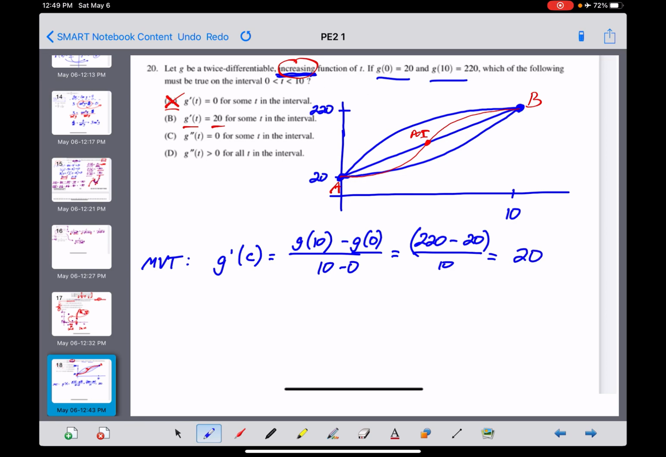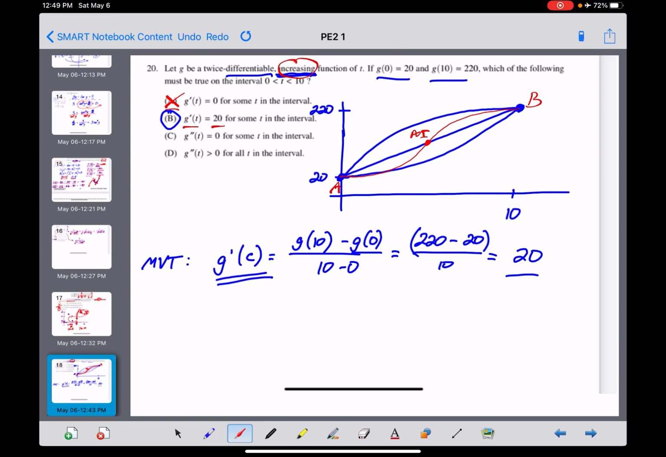Now, if this function satisfies the hypothesis of the mean value theorem, that means that there's got to be some value of c between 0 and 10 for which the slope of the tangent, or the derivative itself, has to equal 20. And what is the hypothesis of the mean value theorem? A function would have to be continuous and differentiable everywhere in between, and that's what we know by saying this function is twice differentiable. So B is going to be our answer.